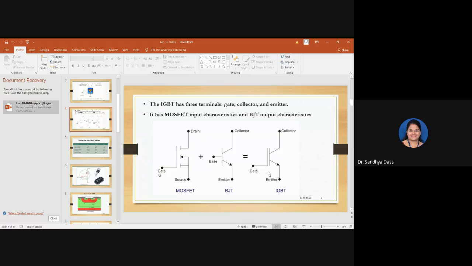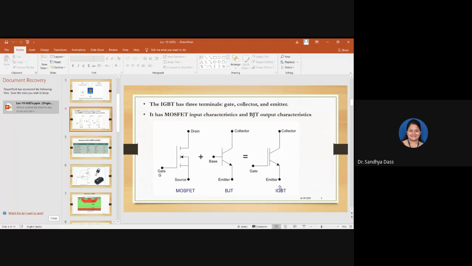So if you observe, the symbol of IGBT and its terminals will be gate, collector and emitter, because in MOSFET we have the gate at the input, and the drain and source terminals are replaced by the collector and emitter of the BJT. Okay, so finally the terminals in IGBT will be gate, collector and emitter.